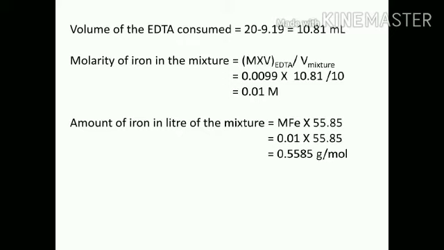Molarity of iron in the mixture is calculated by multiplying the molarity of EDTA with volume of EDTA and dividing the obtained value with volume of metal mixture. Similarly, amount of iron in a liter of the mixture solution is calculated by multiplying the molarity of iron with molecular weight of iron.